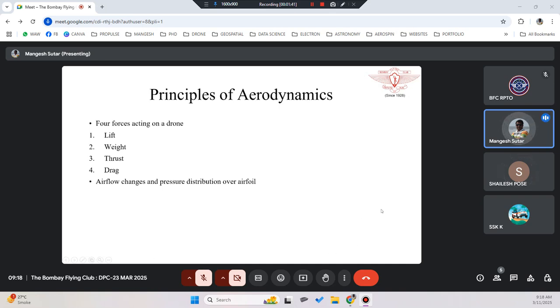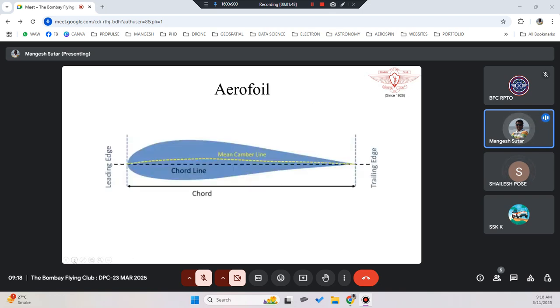So you are clear on this. So airflow changes the pressure distribution over the airfoil. Okay. Let's see now again the same thing. You see here there is a leading edge, and then you have a trailing edge over here. So this actually covers similar to your aircraft, because the shape of the aeroplane is similar to the hybrid drone also.